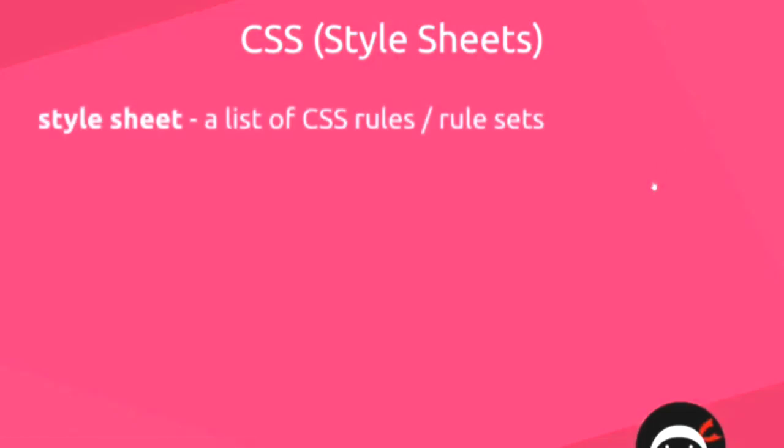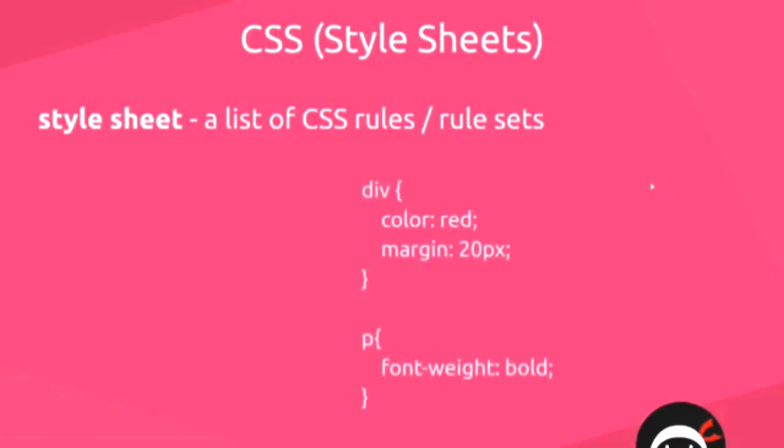Now, a style sheet is essentially a full list of different CSS rules or rule sets that are used to stylize our HTML documents. Now, they look something like this. So this is a single rule or rule set. This is a single rule set, and typically we might have 10, 20, 30, 40, or even more of these that make up a whole style sheet.